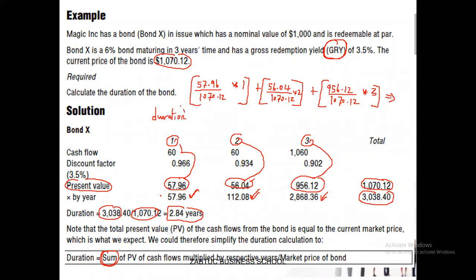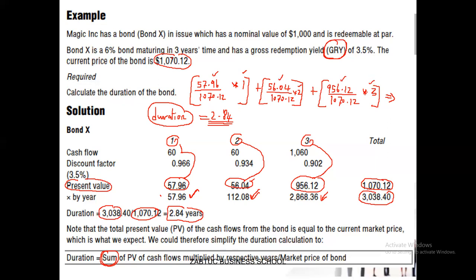Are you using spreadsheets? I hope you're using spreadsheets, because with a spreadsheet it's supposed to take less time. 2.84. So if you notice, we are doing the same thing. It's that multiplied by that, that multiplied by that, that multiplied by that.